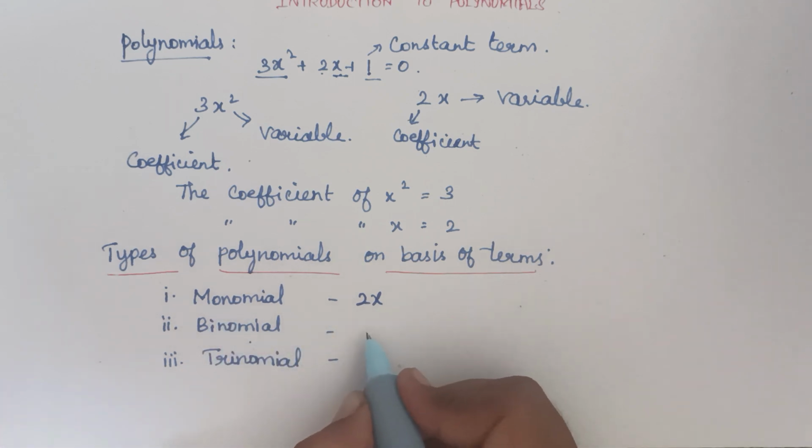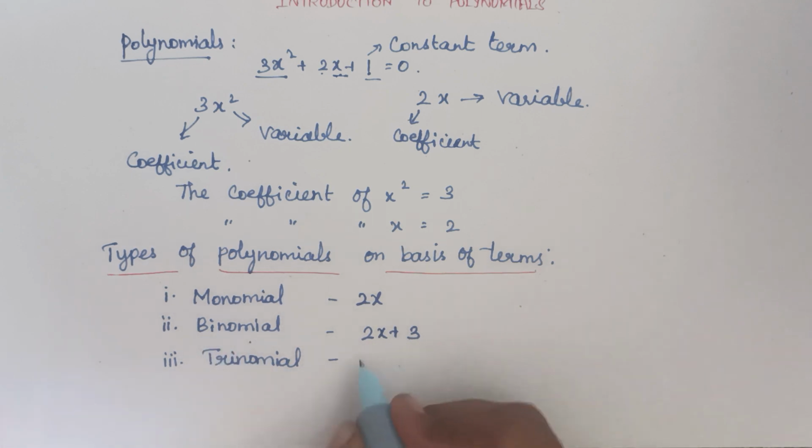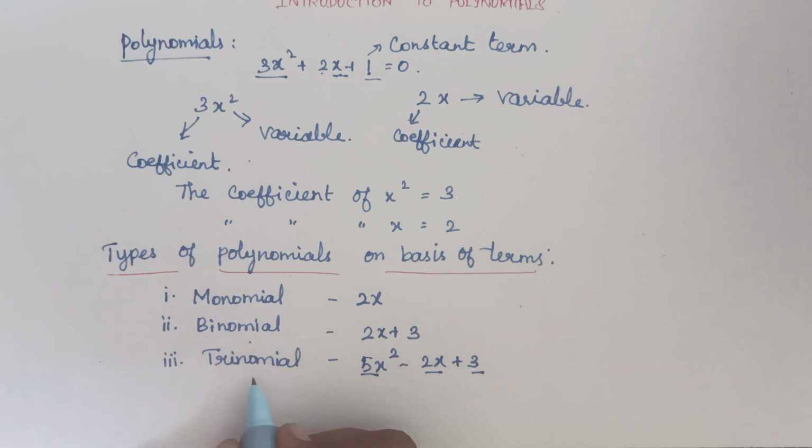Suppose it contains 2x plus 3. Two terms are there: 2x is one term and 3 is one term. If there are two terms, that is called a binomial. Trinomial means it contains three terms, for example, 5x square minus 2x plus 3. It contains 1, 2, 3, totally three terms, so it is called a trinomial.